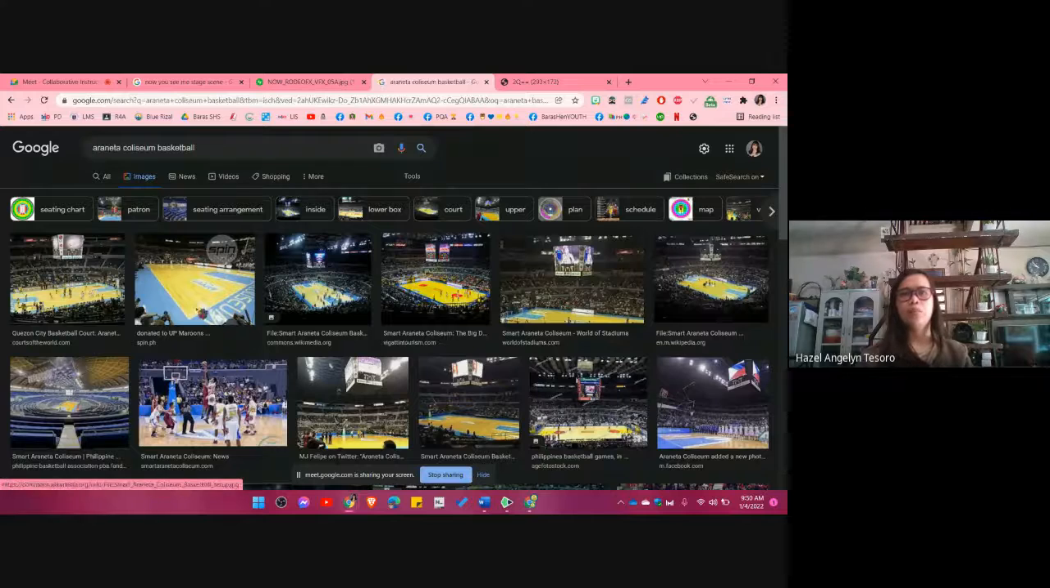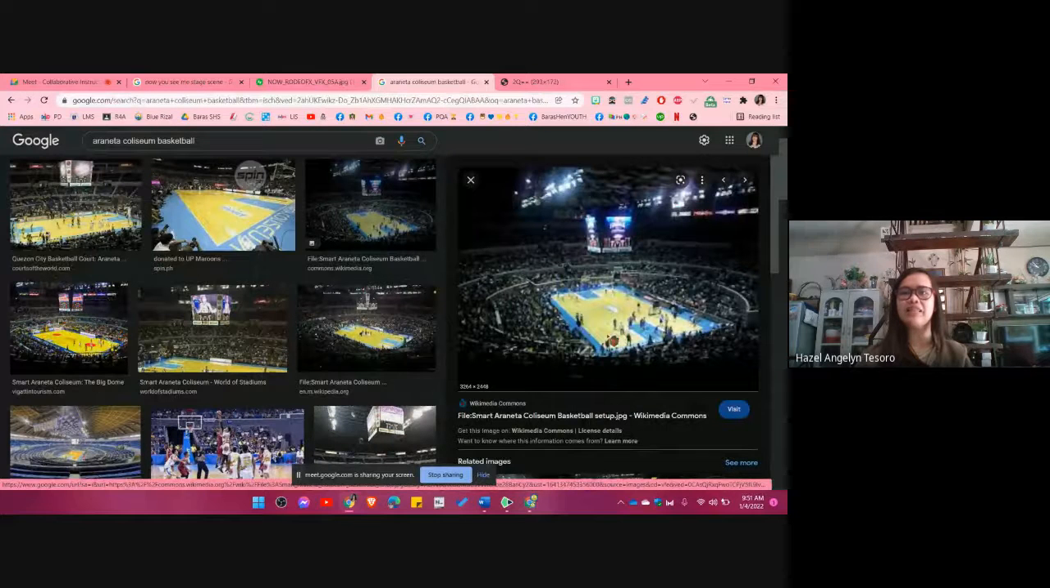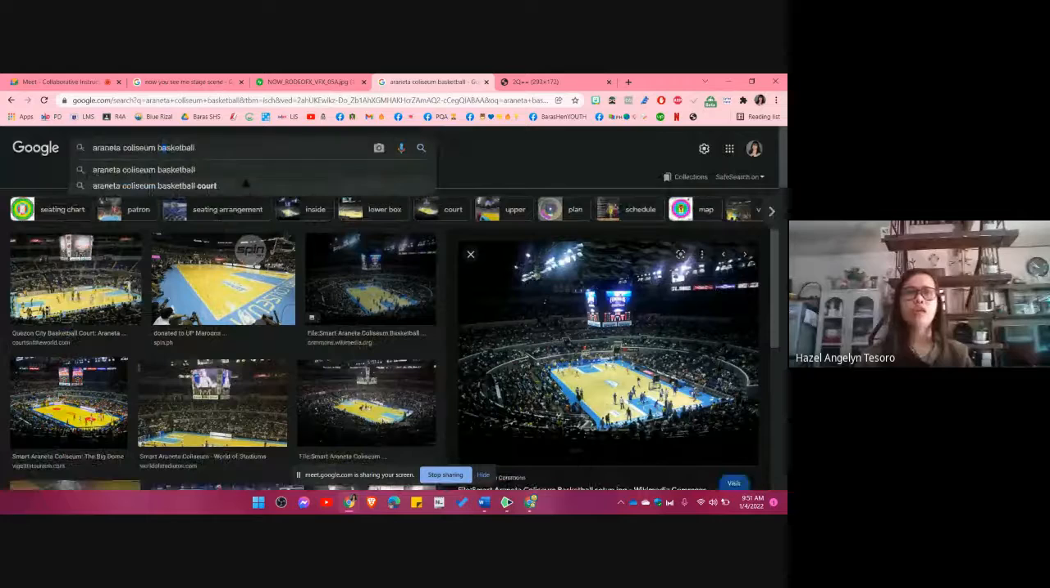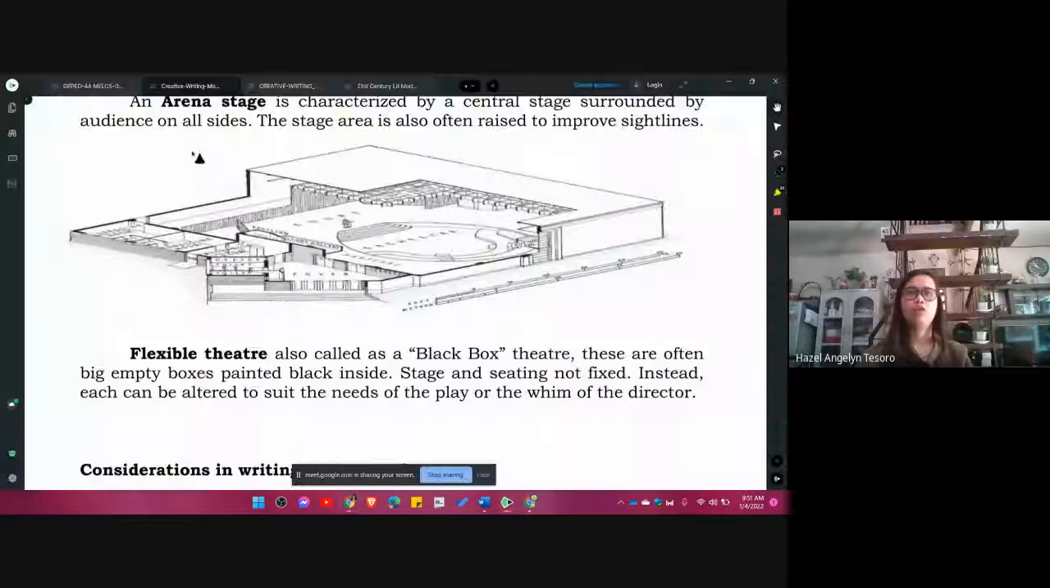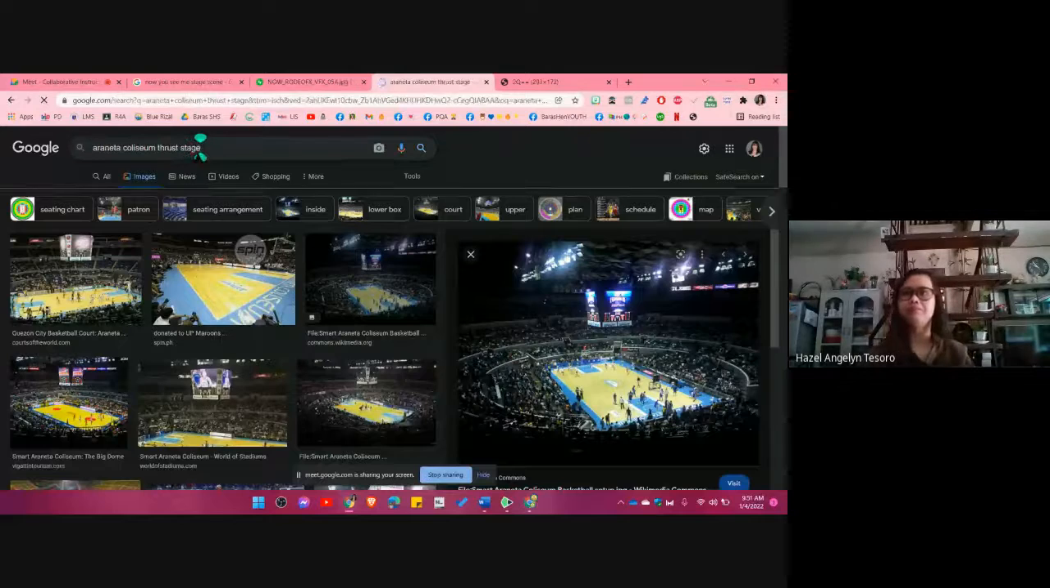Ayan. So, pwede kang mag-hold ng basketball game sa Araneta. But you can see, it can also be designed as an arena. Kasi pag-build siya. Okay? So, now let's see an arena naman sa Araneta Coliseum na, Frost Stage. Tingnan natin kung may lalabas.